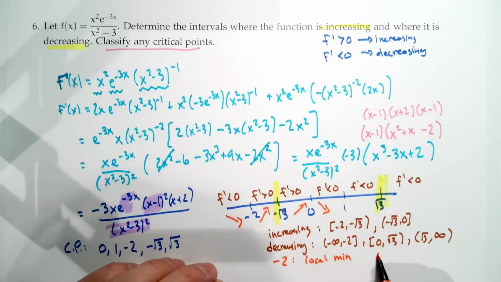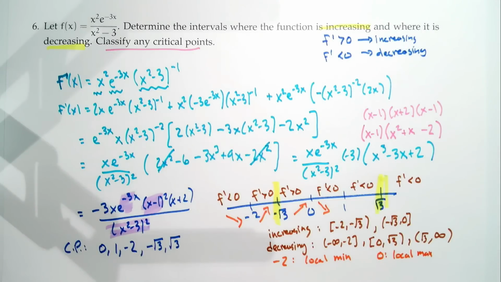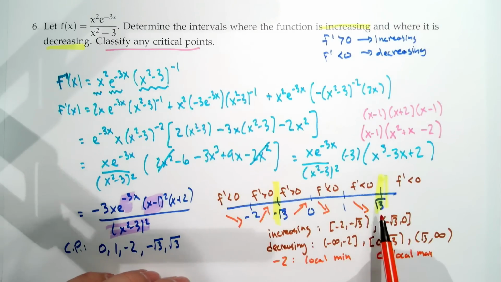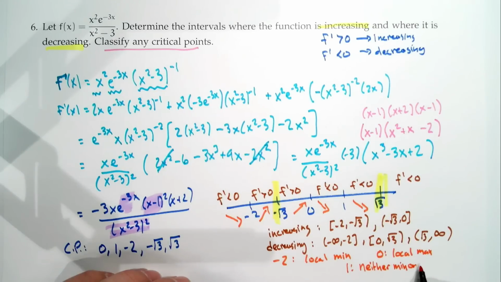At 0, we were going up, and then we were going down. So that says that 0 is a local max. When you go from a positive derivative to a negative derivative, that says you're a local max. Now if you look at 1, you go down, down. If you go down and you go down again, that says that 1 is neither min nor max. And that's a possibility. If your derivative just happens to touch the axis but doesn't cross, then you're neither a min nor a max.